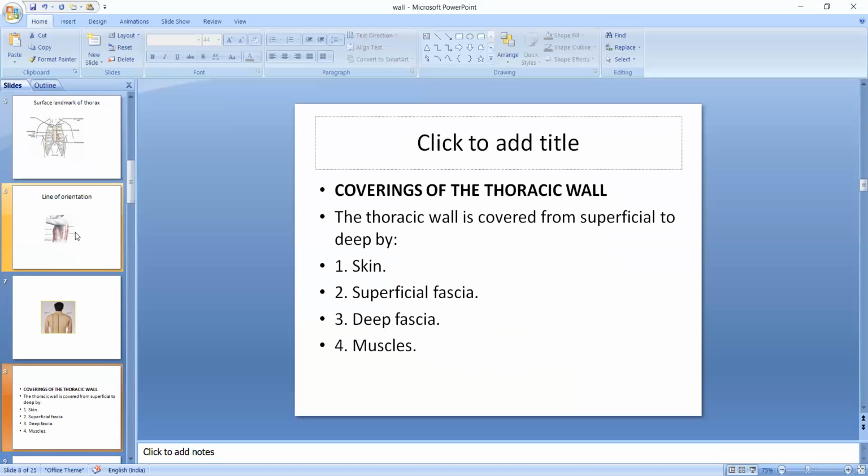Covering of the thoracic wall. The thoracic wall is covered from outside to inside by the following structures: the skin, superficial fascia, deep fascia, and muscles.